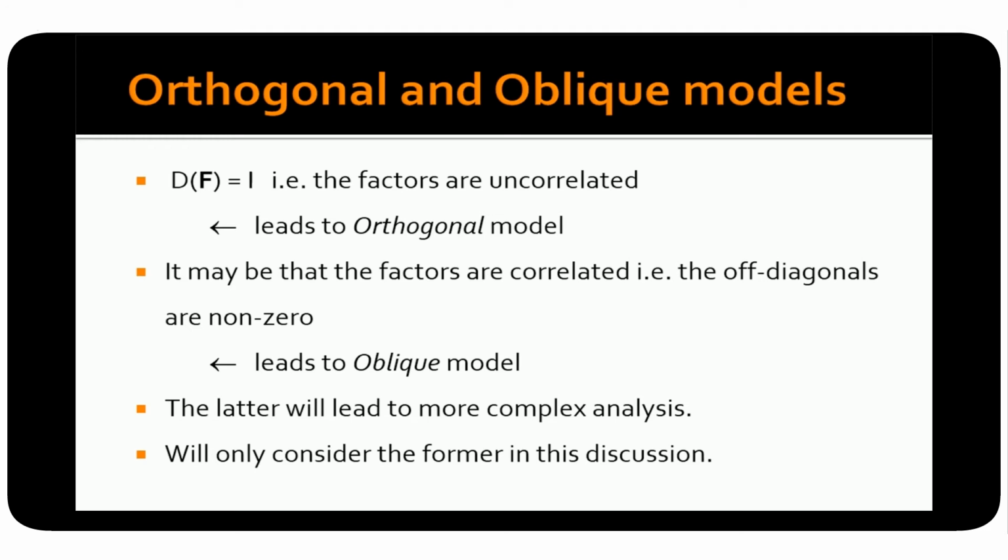There can be models where the dispersion of f is not a diagonal matrix. There can be off-diagonal elements and we can have an oblique factor model, but we will not be considering oblique factor models here because that would bring in a complexity which we are not yet able to handle. So, we will just be looking at orthogonal models.